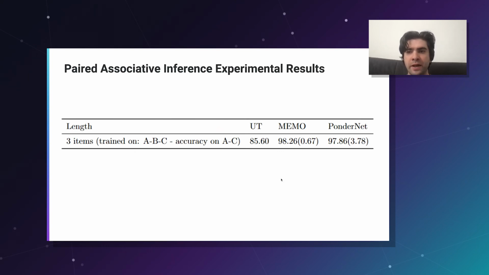So here we're able to see that PonderNet also performs really well. It doesn't quite beat out Memo, which was a network specifically designed for just this paired associative inference task. But PonderNet's able to significantly outperform this universal transformer here, UT, which is just a transformer network. So it has the same architecture that PonderNet is using, just without the variable compute time that PonderNet brings to the table.